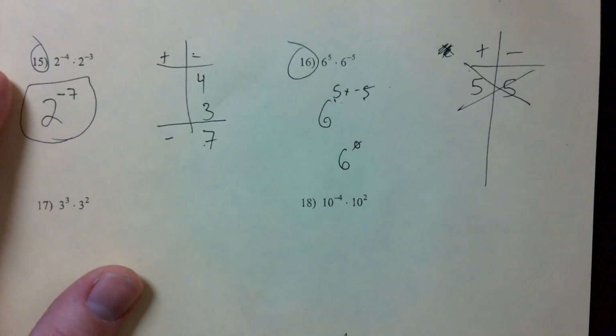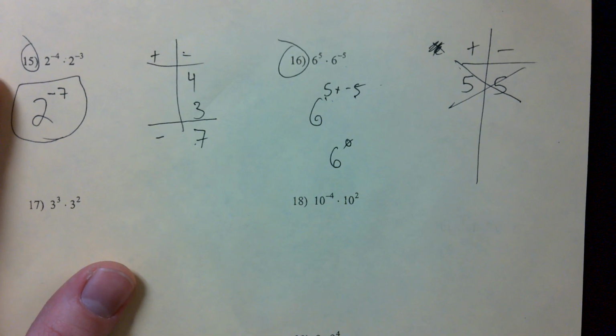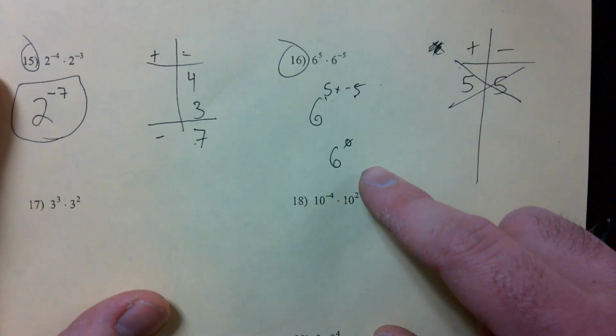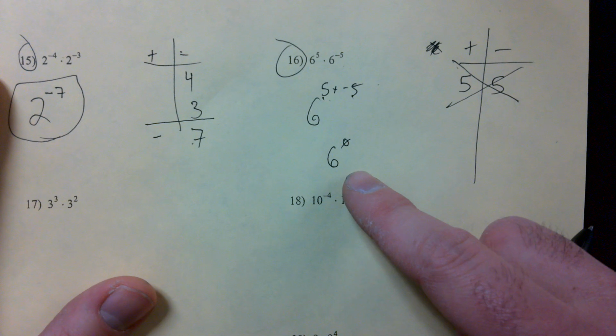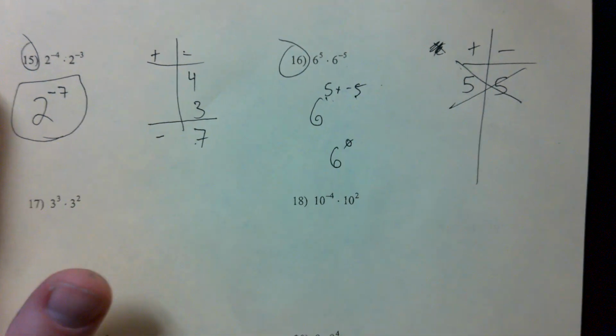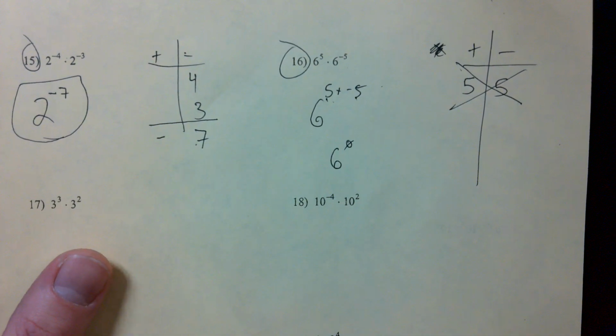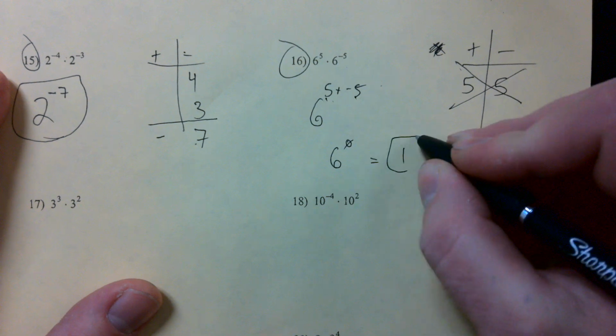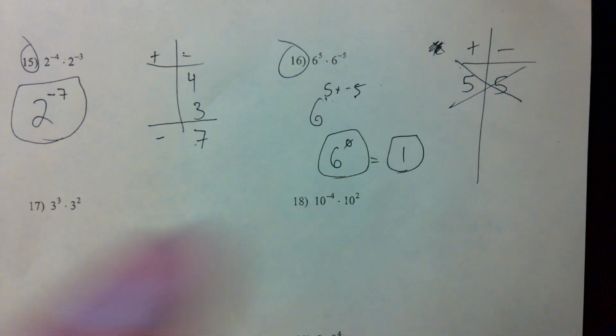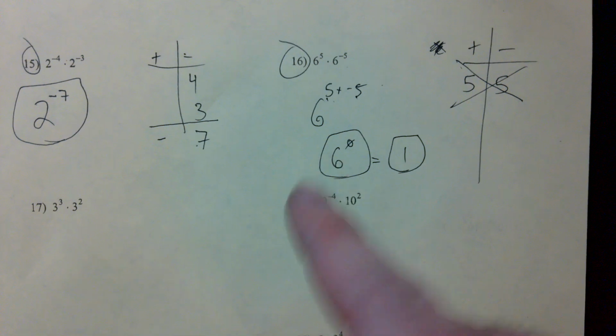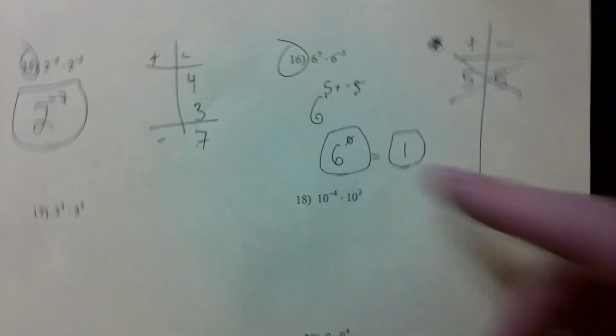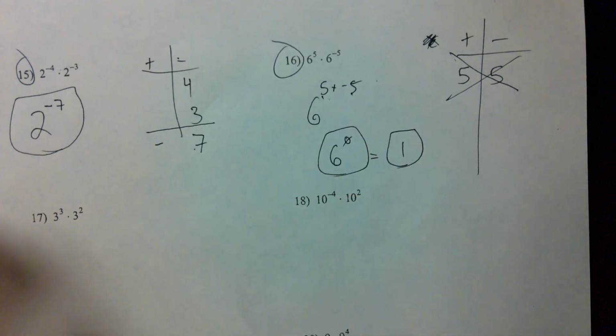So if I have 5 positives and 5 negatives, those cancel out altogether, which gives me what? 0. Now, we could leave it like this, but we could clean it up, right? We talked about this yesterday. What is 6 to the 0th power equal to? 1. Now, if you put 6 to the 0, that's fine. I'll accept that. Totally okay. But if I raise anything to the 0th power, my whole thing is equal to 1. All right?